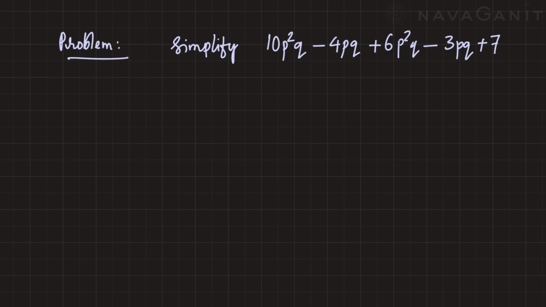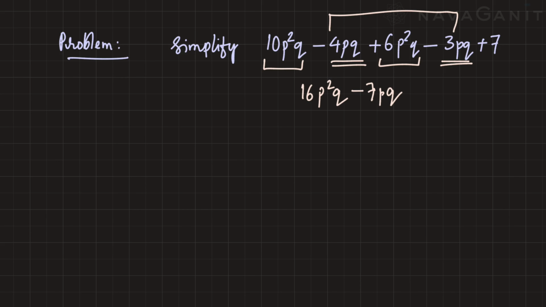Let us take up this problem. We need to simplify this expression. So step 1 is to identify the like terms. So 10 p squared q. We have another p squared q here. So 10 plus 6 is 16 p squared q. Next, minus 4 pq and another pq is minus 3 pq. So the sum would be minus 7 pq, because minus 4 minus 3 is minus 7, and 7 is a constant term. So this is the final simplified expression.